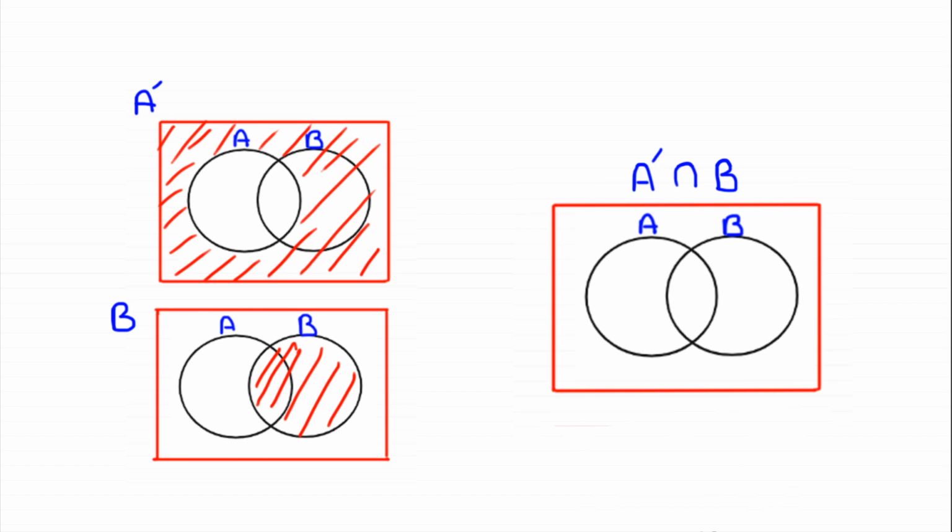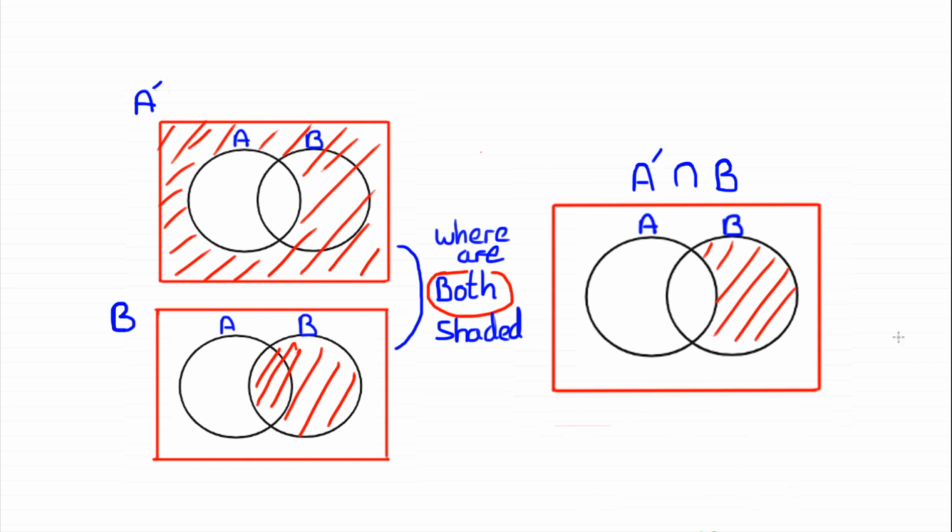If you remember, one of the keywords we associate with the intersection is the word "both". So a way you could get around doing this question is simply to look for the region where both diagrams are shaded. Hopefully you should be able to see that it's this region here. So this is a slower but clearer way to easily depict intersections between complement sets and standard sets. Okay, so we're going to go ahead and do some questions now, and let's see how you get on.